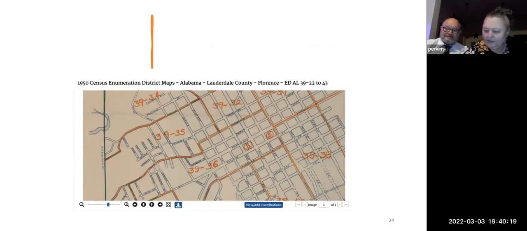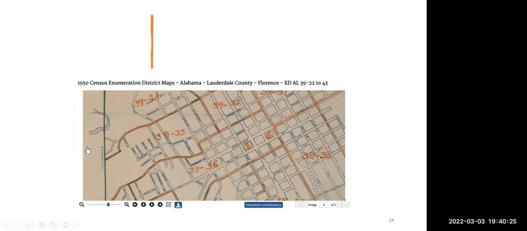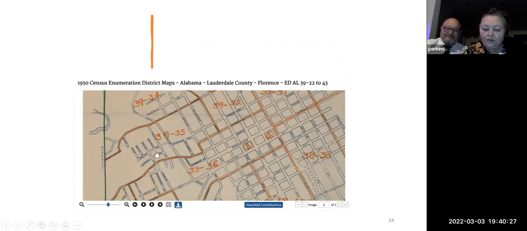And here's what enumeration districts look like in a smallish town in Alabama. Does my mouse show up? Yes. Okay, so here's the enumeration district for Alabama, the city of Florence in Lauderdale County. There are 39 counties listed in Alabama, and this is the 1950 census.